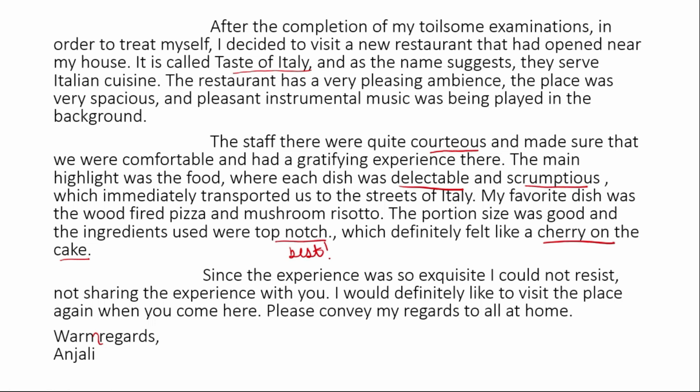So that is the end of the letter writing. I hope you got to learn something useful in this and it is going to help you in your examination.